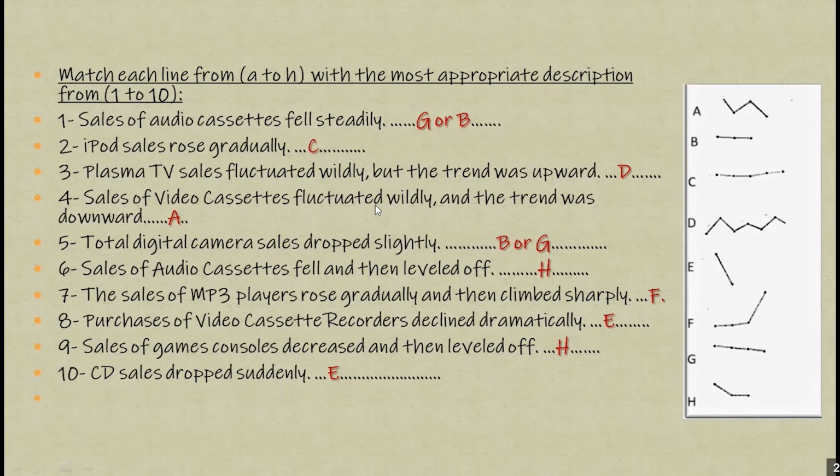Sales of video cassettes fluctuated widely and the trend was downward. Here, look at the first point. It's above the last point. So the trend is downward. We use the word trend if there is a fluctuation. If there's no fluctuation, don't use the word trend.